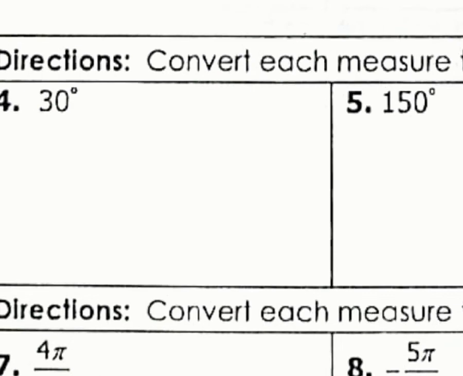So look at 30 degrees. I want to convert degrees to radians. So what does it say in your notes you need to multiply by? Degrees to radians. Hello? Degrees to radians. Multiply by pi radians. Pi over 180.